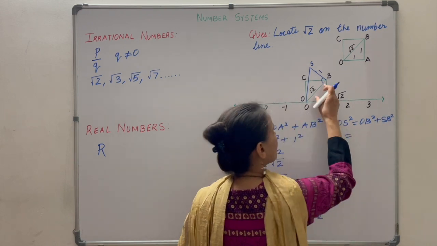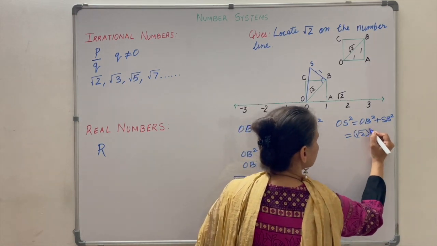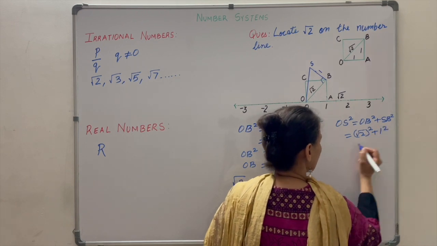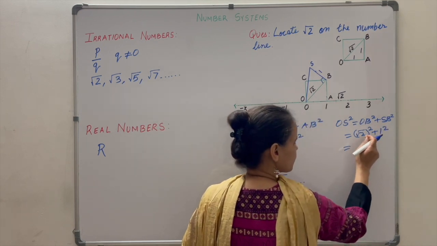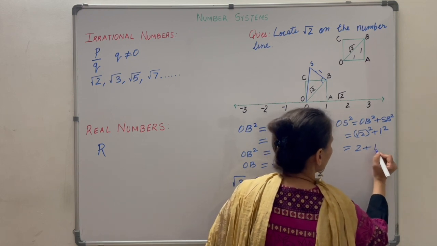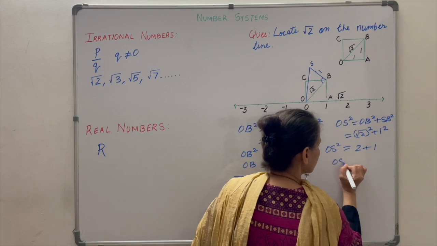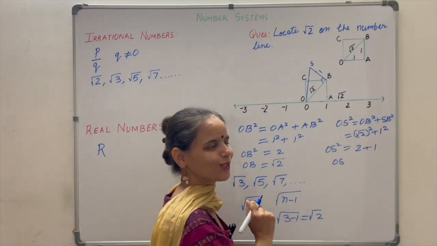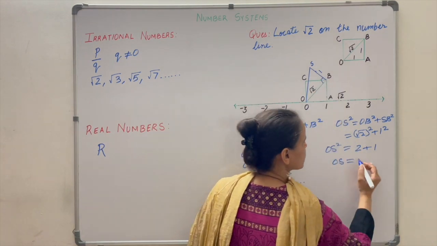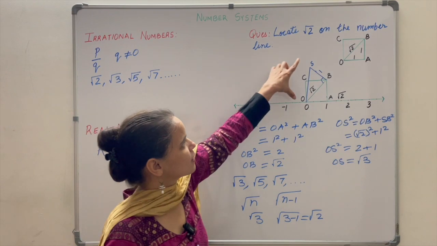Here OB is root 2, so OB square means root 2 square. SB is 1, so this is 1 square. The square of the square root of 2 gives you 2, and 1 square is 1. So you get OS square as 3. Now you have to take the square root on both sides, and you will get OS as root 3. So this length is root 3.